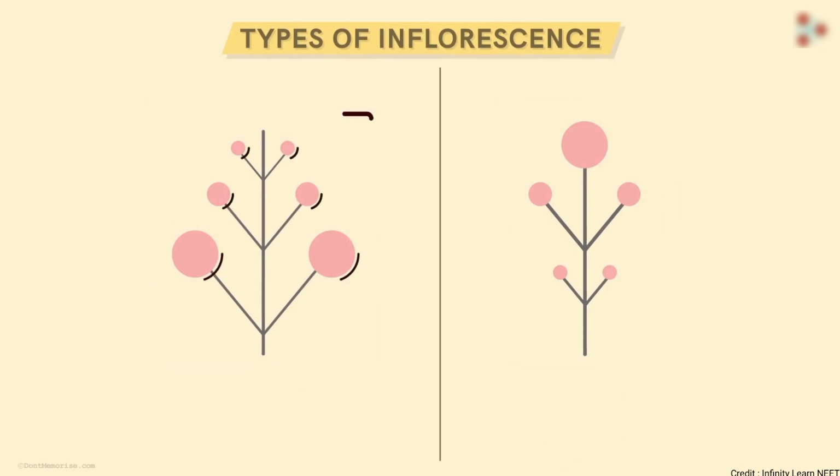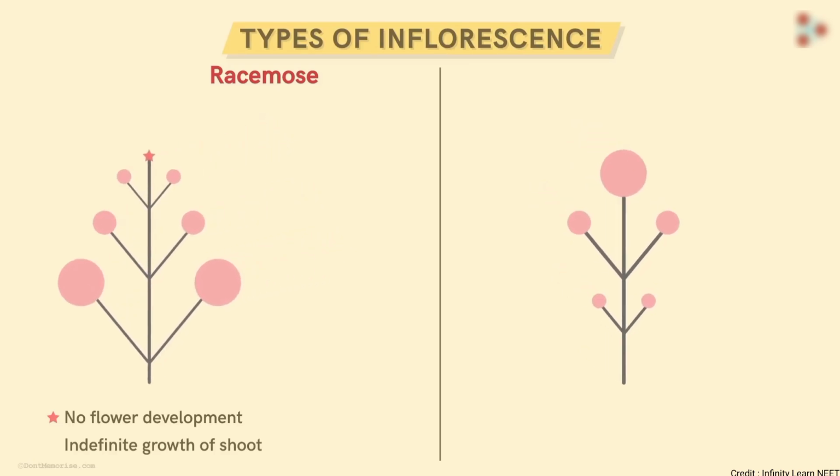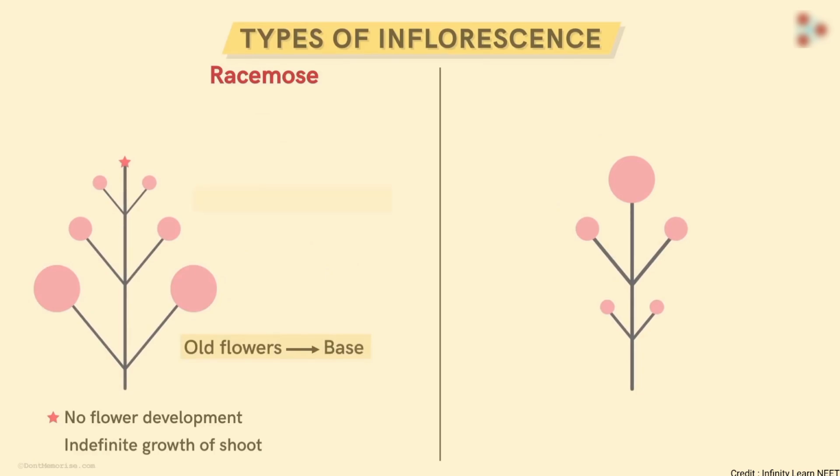The first type is where the flowers are arranged laterally along the central axis. The most important point to note here is that the apex or the terminal point of the shoot does not bear a flower. That means it can freely grow indefinitely. Such a type is called racemose inflorescence. Here, the arrangement of the flowers is alongside the central axis, leaving the apex free. In this type, the older flowers are found near the base, while the newer ones start developing towards the apex. Now, since the apex can grow continuously and indefinitely, this type is also called indefinite inflorescence.